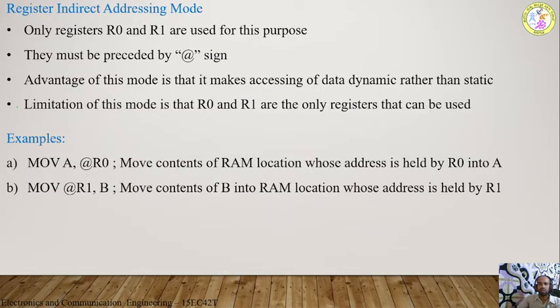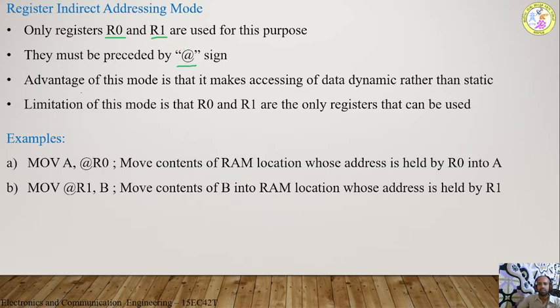Only registers R0 and R1 are used for this purpose. So this is very important. Remember that only the register R0 as well as the register R1 can be used to store the address, and they must be preceded by the @ symbol: @R0, @R1. This @ symbol indicates that the contents of these two registers are the addresses.